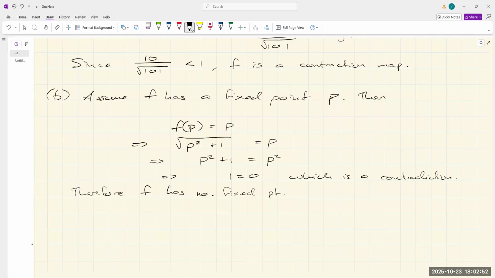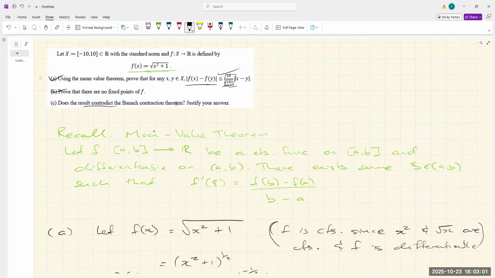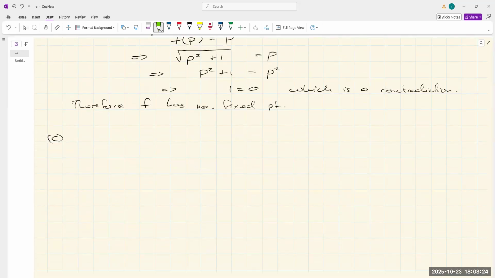And part C is asking us, does this result contradict the Banach contraction mapping theorem? Obviously it's not going to contradict the theorem, because it's a theorem. The theorem will always hold. But essentially what it's asking is, why is the result from this theorem not true here? To see this, we just need to write down what the fixed point theorem was. We call it the contraction mapping theorem or Banach fixed point theorem.